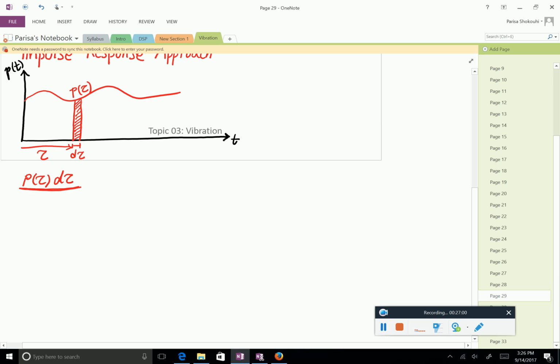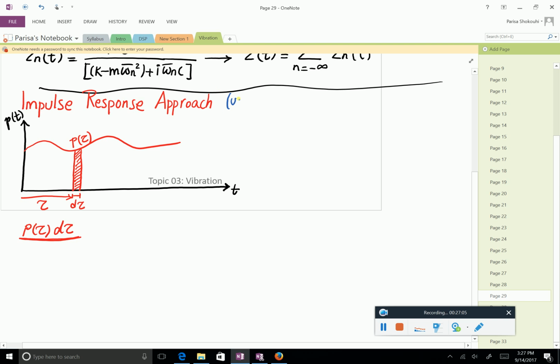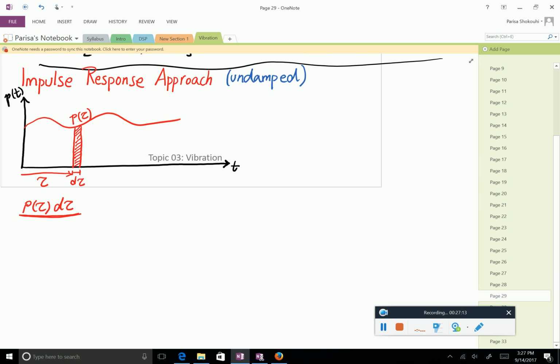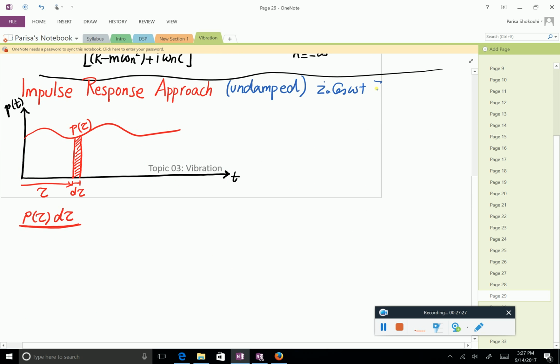So this will be the input, and we assume no damping, undamped. I just want to make this simple. We know that the response of an undamped system is Z0 cosine omega t plus Z0 dot over omega sine omega t. This we know. I want to use the same notation as I have in my notes. I call this dz of t, because it's just a response to one tiny part of the load, and it would be z dot, which is the impulse over m.